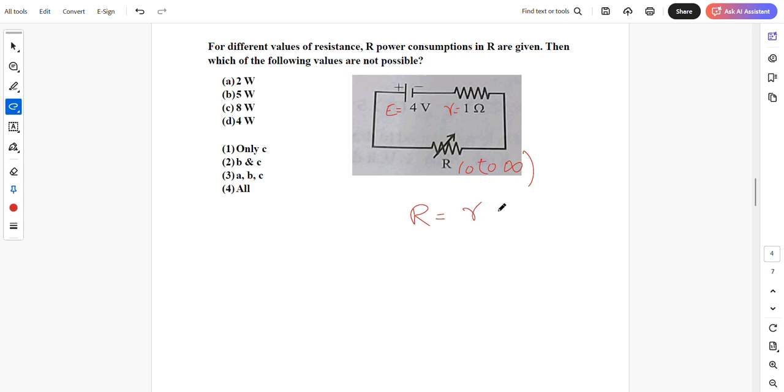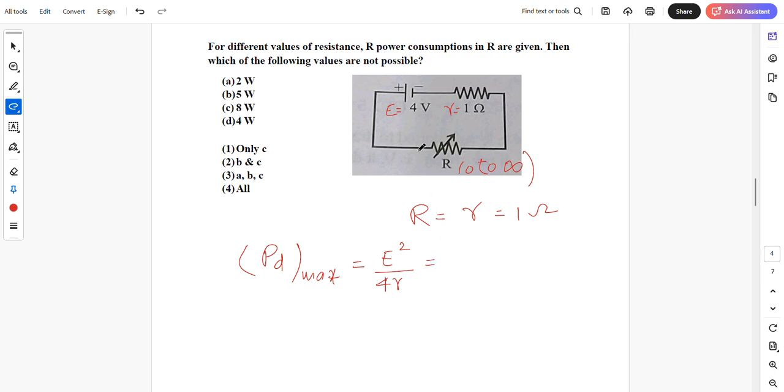Understood? That is equal to how much? That is equal to 1 ohm. Maximum power is transferred. We know the formula for maximum power transfer. When maximum power is dissipated in the circuit, it is given by E square by 4r. This is very very important. E square by 4r.